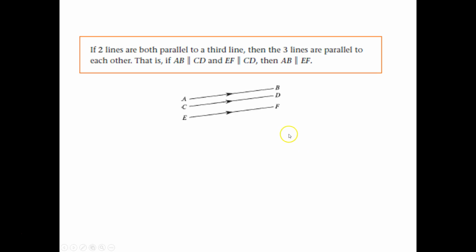And the last part of this is that if you have two lines that are parallel to a third line, then the three lines are parallel to each other. Okay, so that's just sort of stating the obvious really, isn't it?